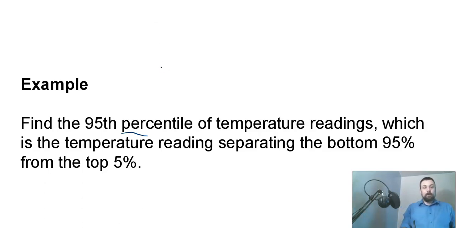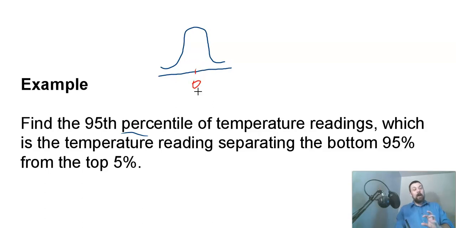All right, so draw a picture of what we're looking for. Again, here's 0 right here. Now, if I want 95% of the thermometer readings to be less than the data value that I'm looking for, it needs to be in the right tail. So I'm going to have a data value over here in the right tail that I don't know what it is, question mark on that.